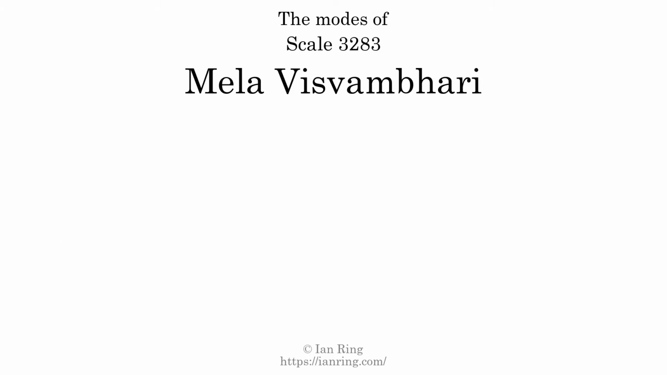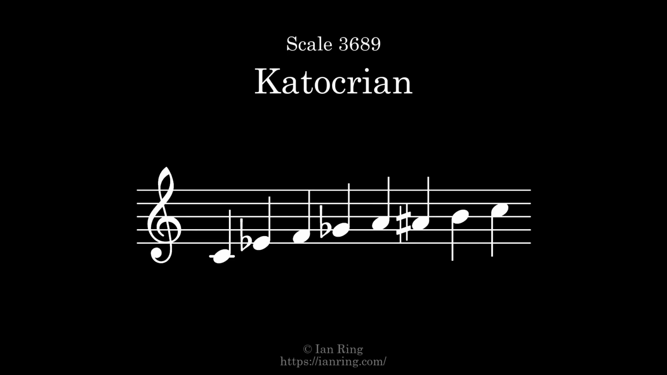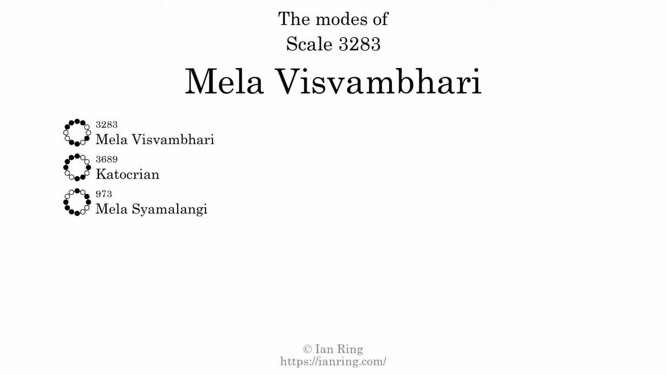This scale has 7 modes. The first mode is itself. The second mode is scale 3689, also known as Catocraean. It sounds like this. The third mode is scale 973, also known as Mela Visvambhari. It sounds like this.